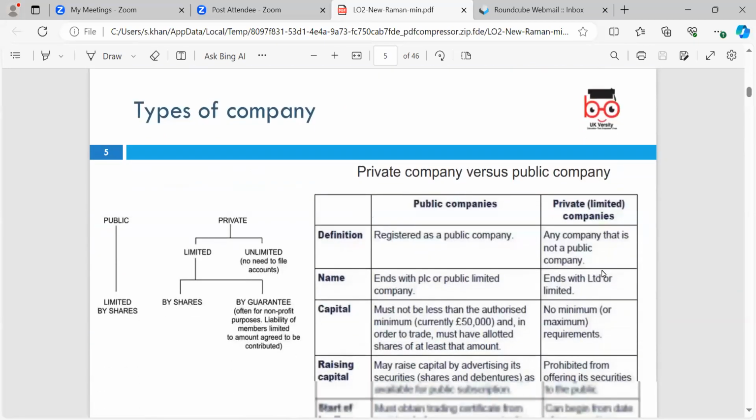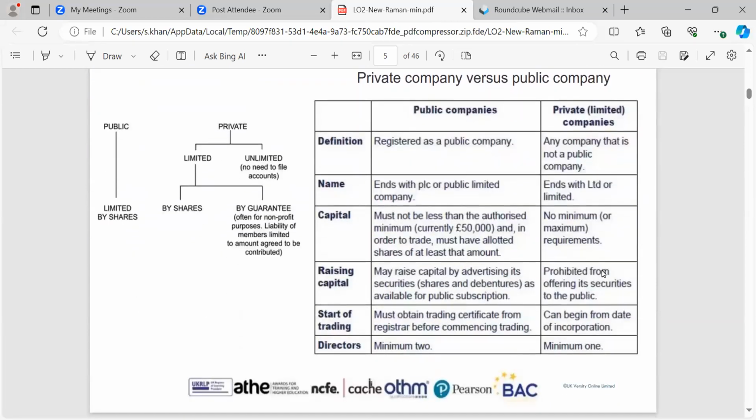Types of companies. So we have private and public.